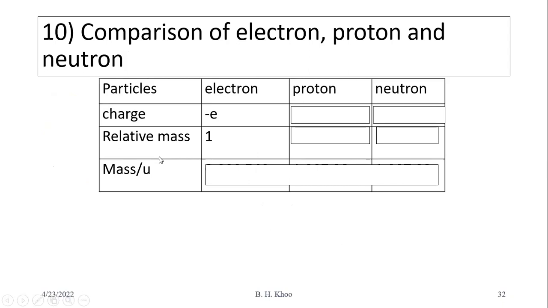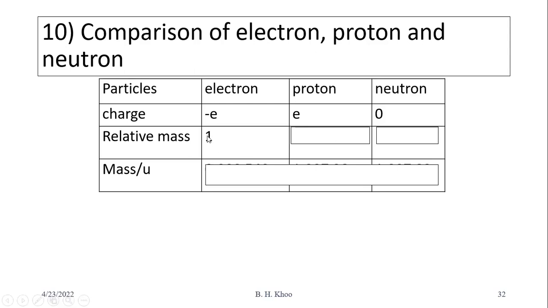Okay, what is the charge on the proton? What should it be? The charge of a proton is positive. If we call the electron minus e, what is the proton? Positive e. Neutron, what is the charge on the neutron? Neutral, 0.